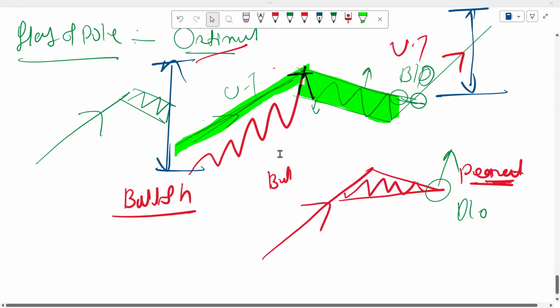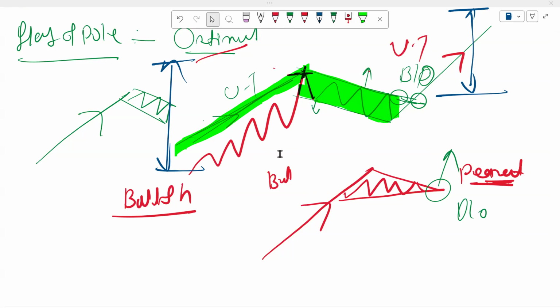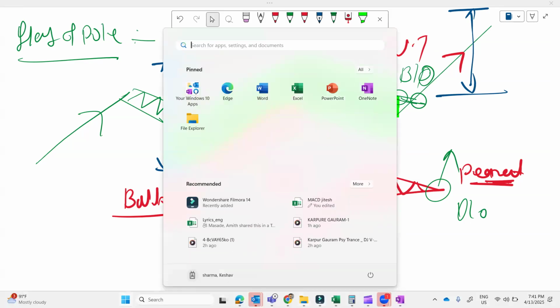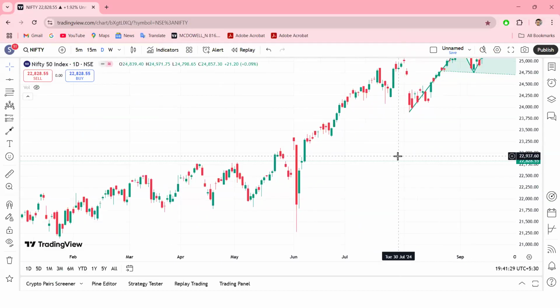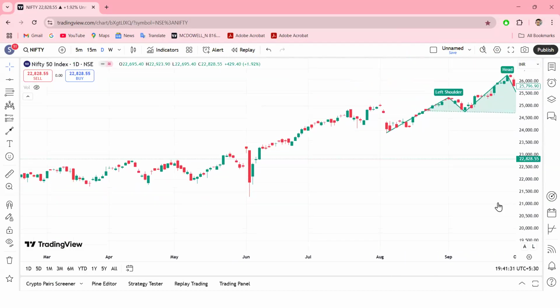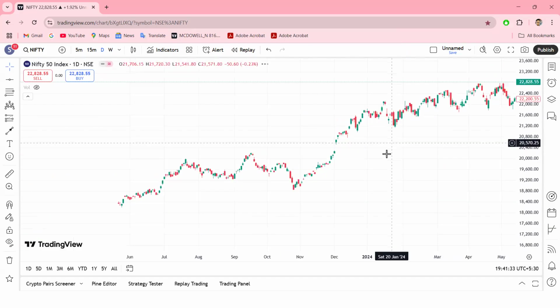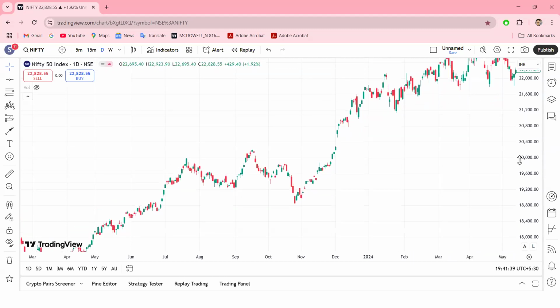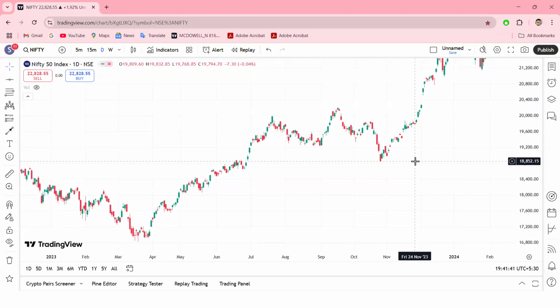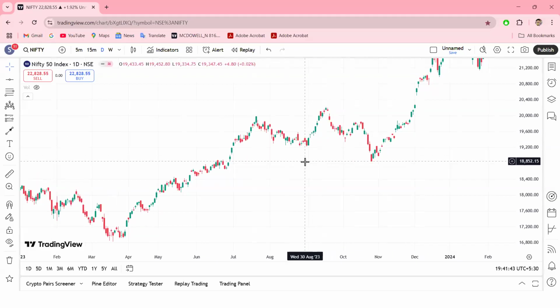So in the flag and pole pattern, let me search if I can find one on the Nifty. So let me go to Nifty. Okay, if we are able to find this flag and pole pattern, let's search. In flag and pole pattern, the first condition is a sharp increase in price, meaning in very few days a sharp rally comes, and after the rally, it consolidates in a parallel channel or a triangle channel.